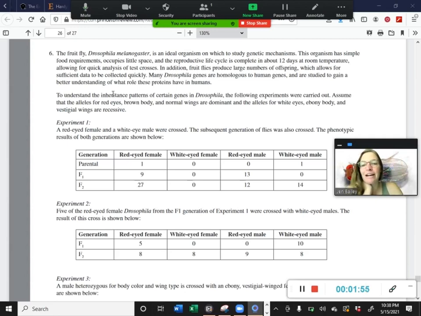To understand this inheritance pattern of certain genes in Drosophila, the following experiments were carried out. Assume that the alleles for red eyes, brown body, and normal wings are dominant. That means we're going to write them as capital, right? And the alleles for white eyes, ebony body, and vestigial wings are recessive. Okay, how do we keep that in our minds? The first thing I would do, let's go ahead and write it down on our problem here, okay?